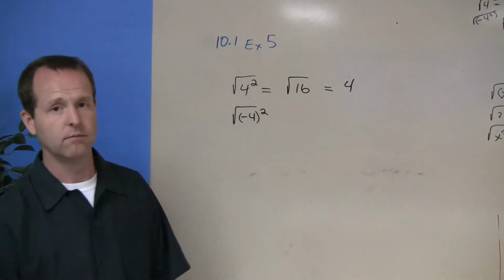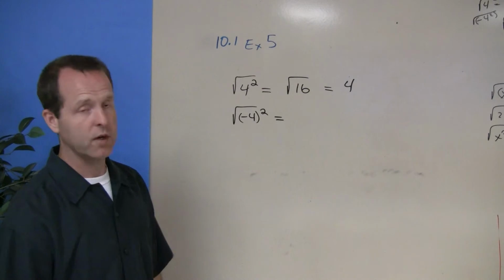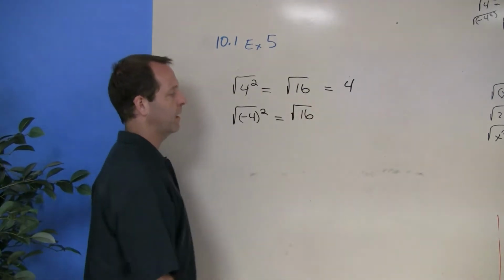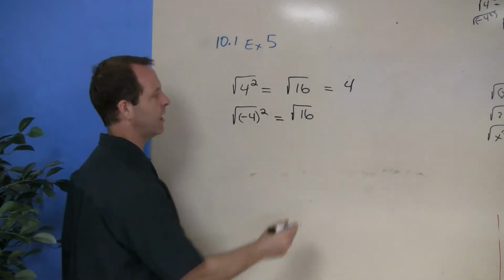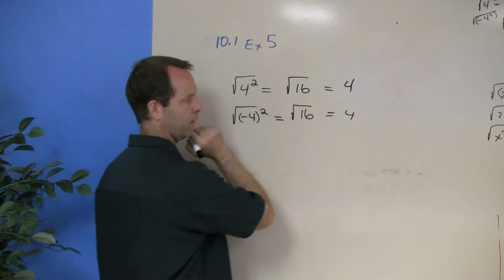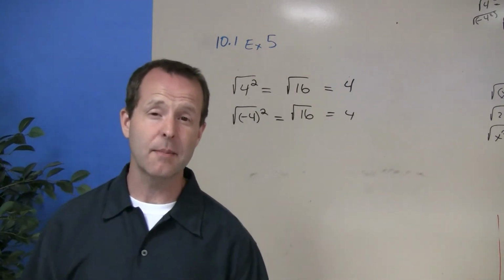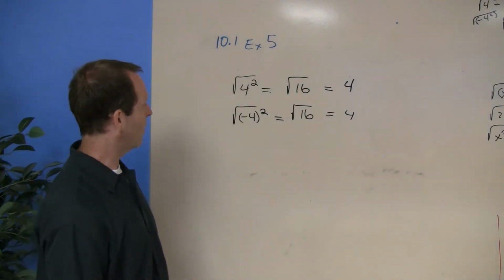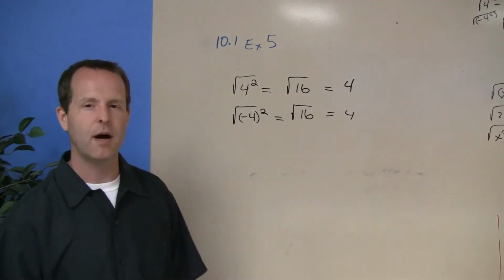Well, let's do the same thing with a negative 4. The square root of negative 4 squared, the first step, becomes the square root of 16. And the square root of 16 equals a 4. That looks eerily similar to the one we just did before. On the second one, though, I started with a negative 4, and a negative 4 got me to a positive 4.